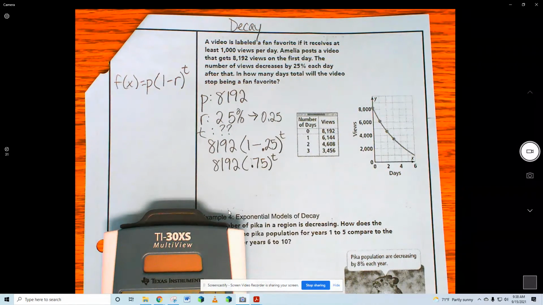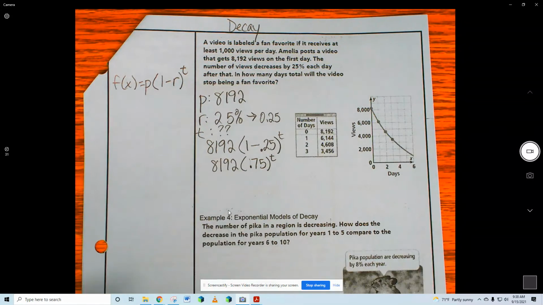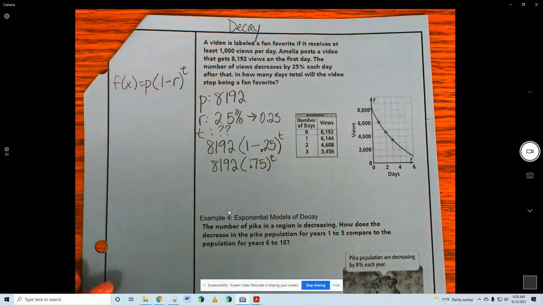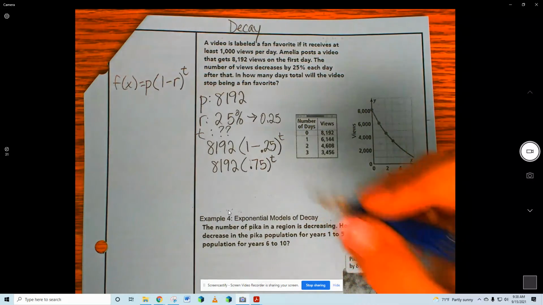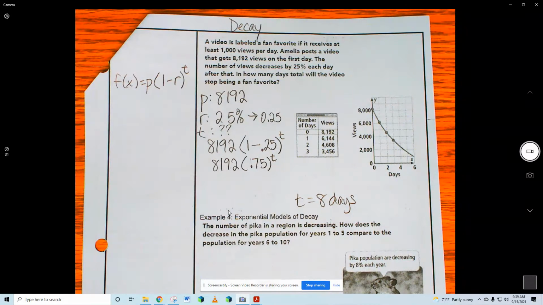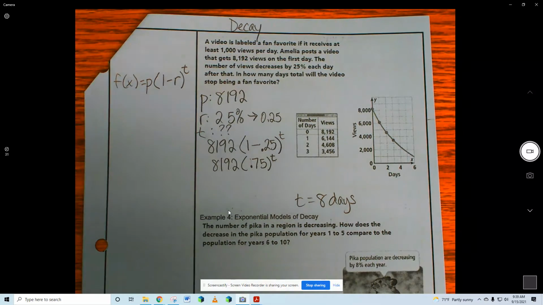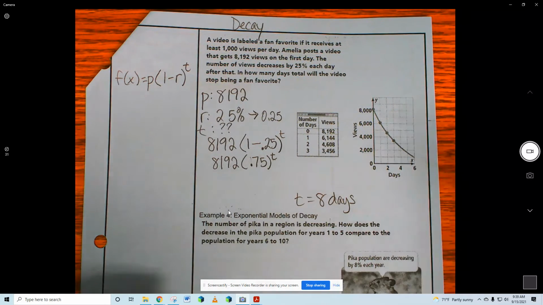So now, I just want to let you know that in order to solve this, we're going to need a graphing calculator. For Algebra 1, we use a graphing calculator. When we get to Algebra 2, we can do it a little bit better. In order for me to find t, I need to use a graphing calculator, but I'm going to give you the answer. T equals 8 days. I'm not going to give you a problem as hard as this where the time is unknown, that's an Algebra 2 concept, but I'm just going to tell you it takes 8 days until it stops being a fan favorite.